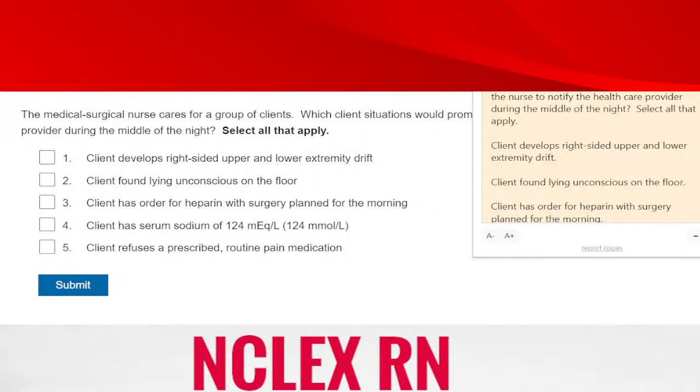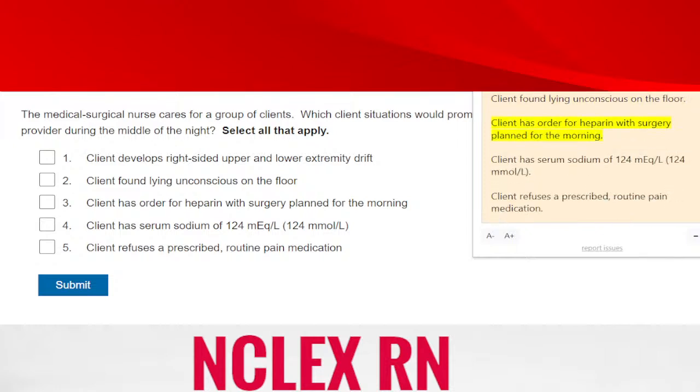The medical surgical nurse cares for a group of clients. Which client situations would prompt the nurse to notify the healthcare provider during the middle of the night? Select all that apply. Client develops right-sided upper and lower extremity drift. Client found lying unconscious on the floor.